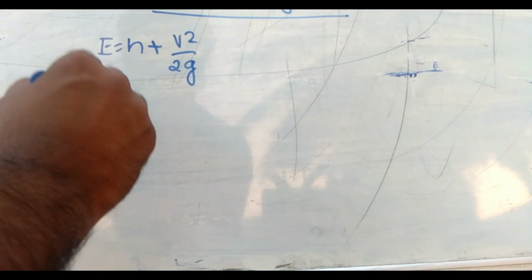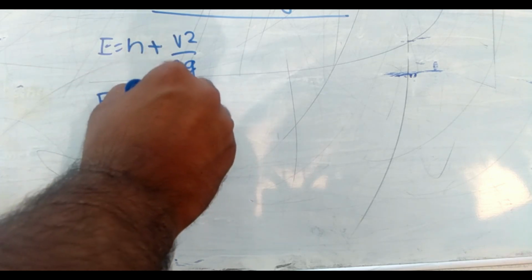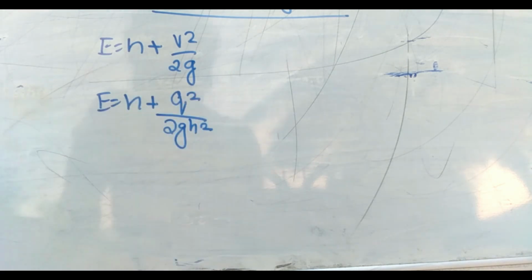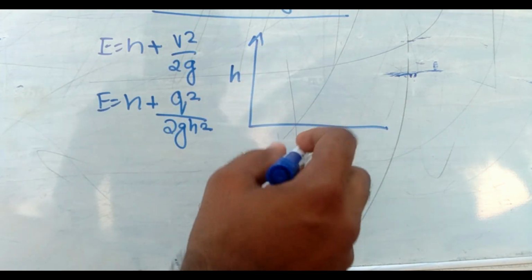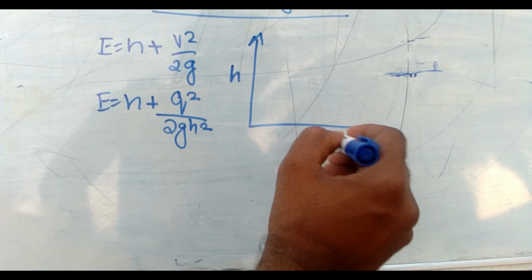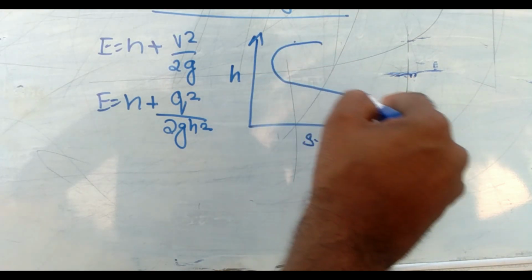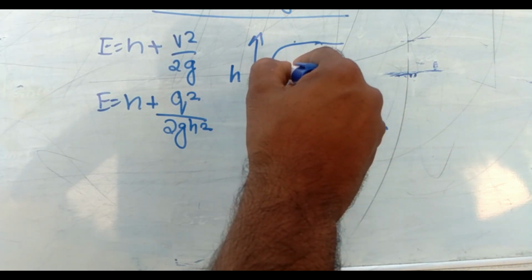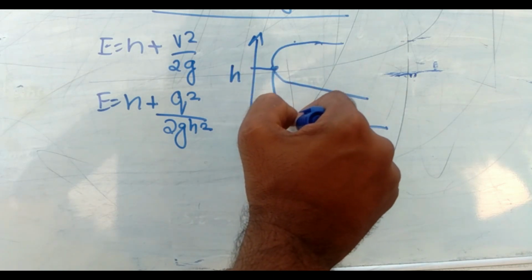And E is equal to H plus V square, which we write with small q as q square divided by 2G H square, right? Here this is the height, this is the diagram I am telling, this is height and this is specific energy. So this kind of graph we will get, as we discussed before, and here this is the minimum specific energy we will get.